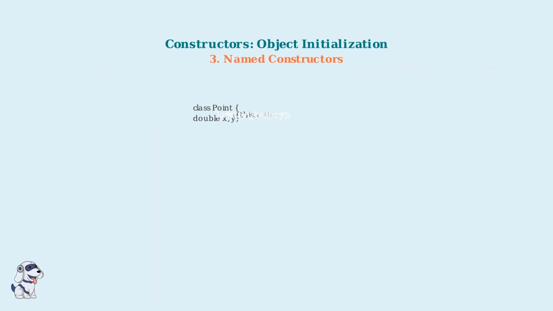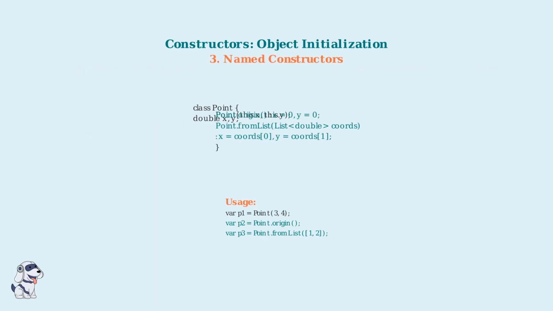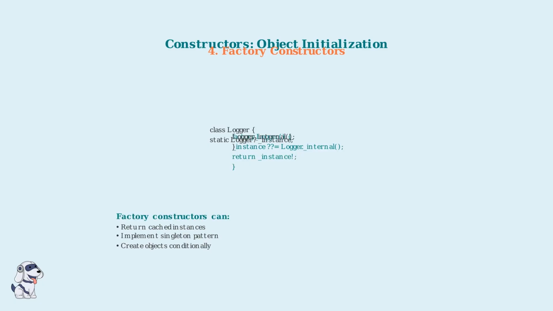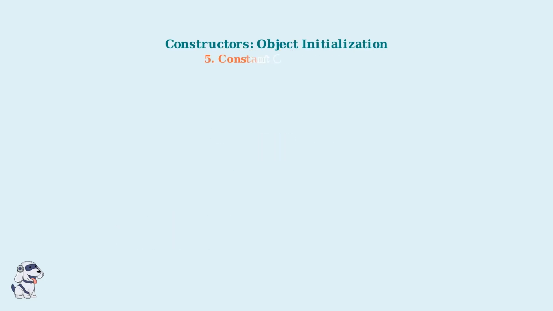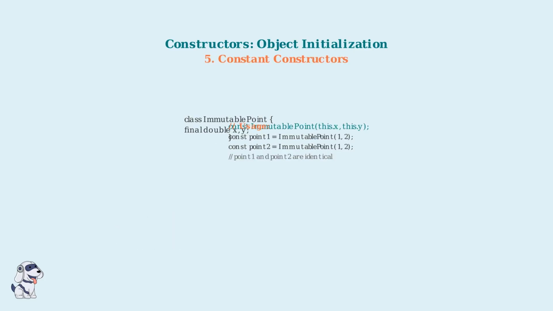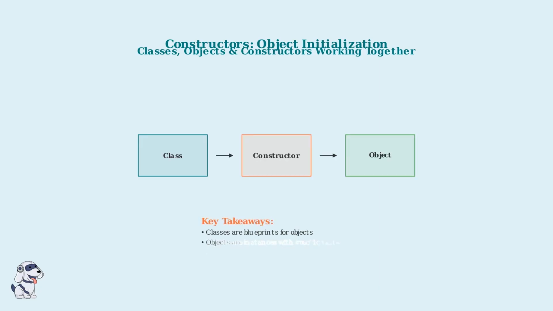Named constructors provide multiple ways to create objects from the same class. They have descriptive names that indicate their specific purpose. Factory constructors provide more control over object creation. They can return existing instances from a cache or create objects conditionally. Constant constructors create compile time constants. They ensure that objects with the same values are identical instances, improving memory efficiency. Understanding the relationship between classes, objects, and constructors is fundamental to object-oriented programming. Classes define the structure, constructors initialize the objects, and objects are the working instances in your program.